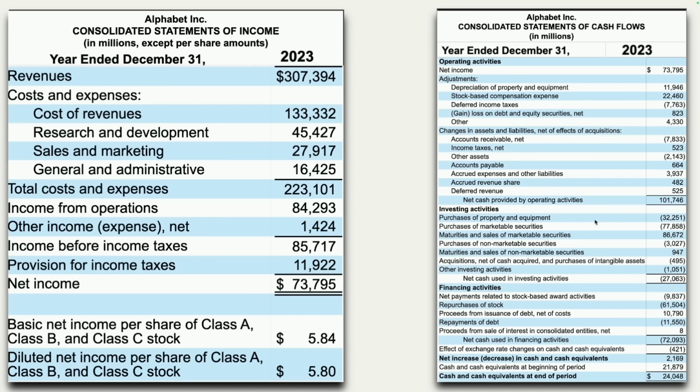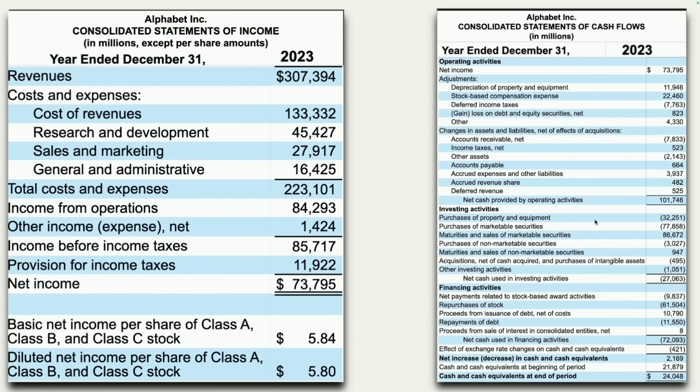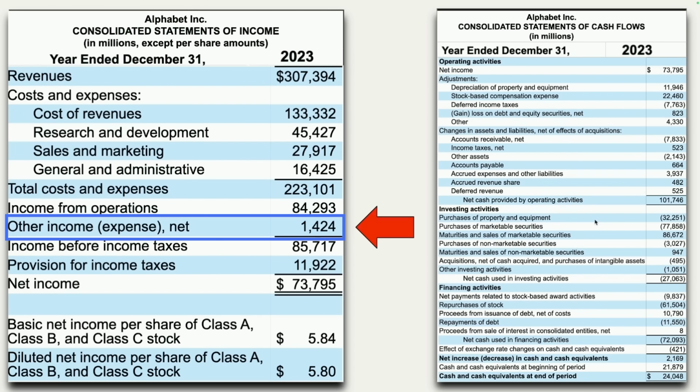So, to calculate Alphabet's EBITDA, we're going to take a look at both its income statement and its cash flow statements for the year ending 2023. Starting with the income statement, we already know that Alphabet generated $73.7 billion in net income in 2023. That is the earnings, or the E in EBITDA. From there, we have to add back to that number the amount that the company spent on interest. Now, Google actually had interest income for the year 2023 because it makes more in interest than it spends.